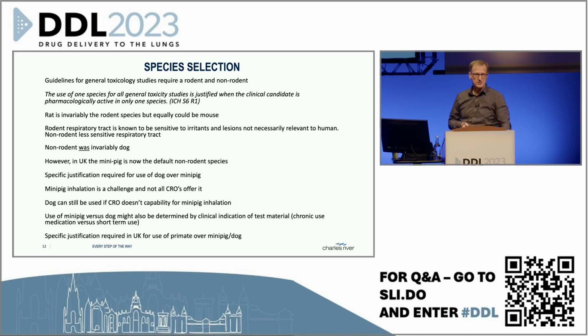Now, Tony showed some nice pictures of mini pigs being dosed, but it's not a straightforward effort. So there's not many CROs that have that capability of running inhalation in mini pigs. And in that case, the dog can still be used. With the use of the mini pig, you also need to consider your clinical indication. So for example, if you've got a potential medication for treatment of COPD, COPD is obviously a chronic disease, which would require you to perform a 39-week inhalation toxicology study in non-rodents at some point. And mini pigs don't stay mini for very long. So I just can't imagine ever running a 39-week mini pig study. So in that instance, it might be better to start your program of work already with a dog.